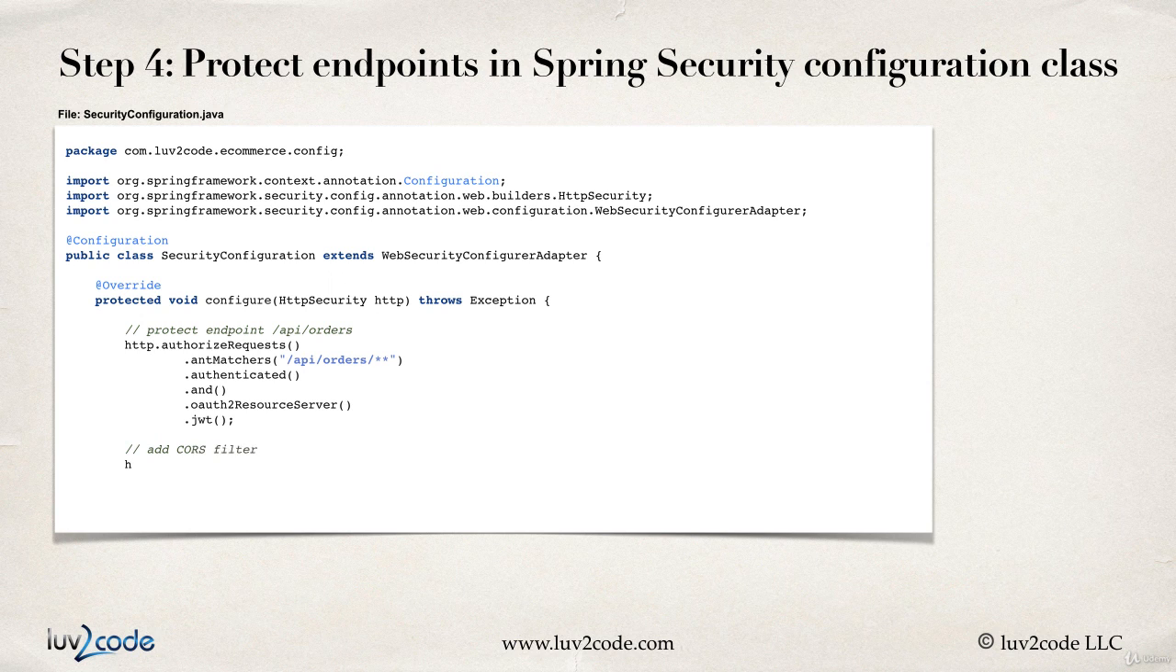And then we add support for the CORS filter. So we simply say http.cors. And that's basically it as far as the Spring Security backend coding for securing this REST endpoint. So what we'll do is move into the next video and start writing the code. So I'll see ya in the next video.